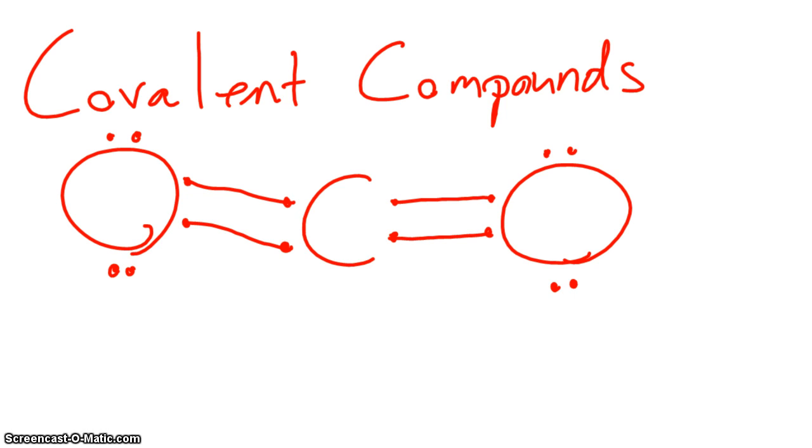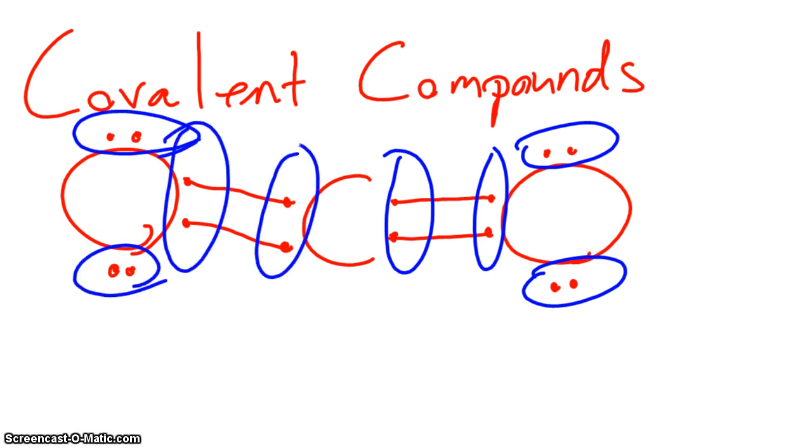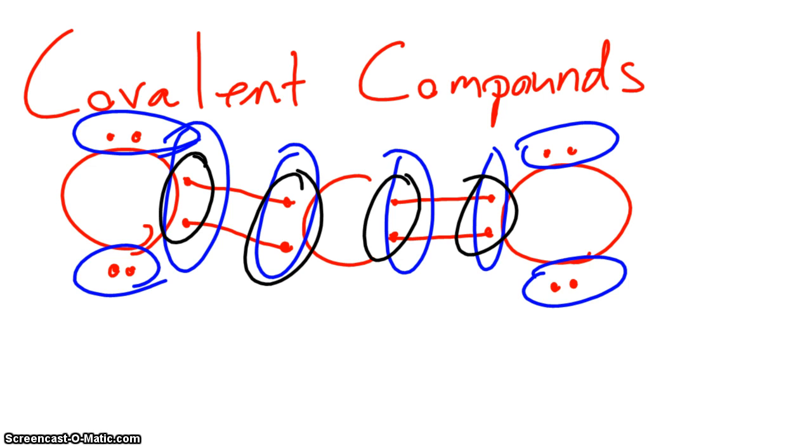So now if you look at it again, this oxygen has 2, 4, 6, 8 electrons. This oxygen on the left has 2, 4, 6, 8 electrons. The carbon has 2, 4, 6, 8 electrons. So everything has a full shell of 8 electrons. I know I made that kind of messy.